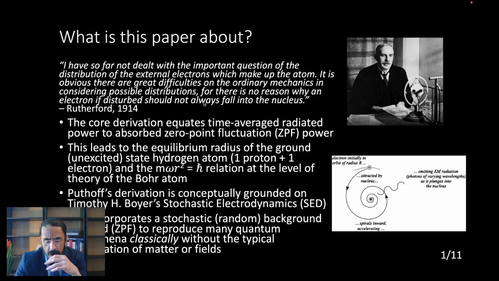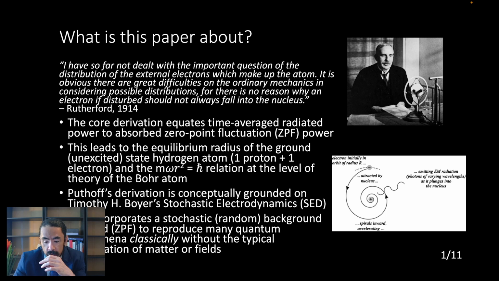So what is this paper then about? Well, it's basically about Hal Puthoff showing that one way of thinking about why the electron doesn't fall into the nucleus, instead of ad hoc quantization, which is what Niels Bohr did in the Bohr model of the atom, is to consider it as a balance between the time average radiated power and absorbed zero-point fluctuation power. So basically the classically expected radiated power from the electron plunging into the nucleus is balanced by absorption of power from zero-point fluctuation.